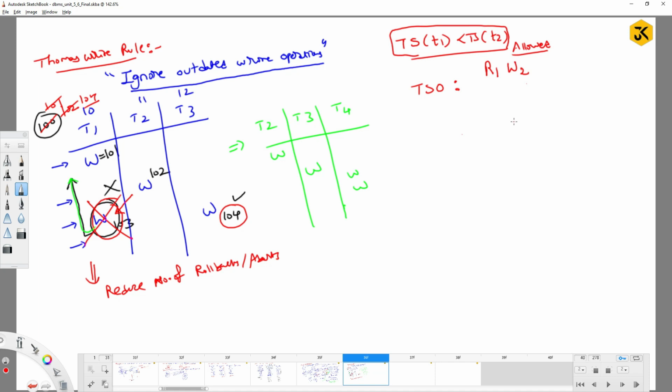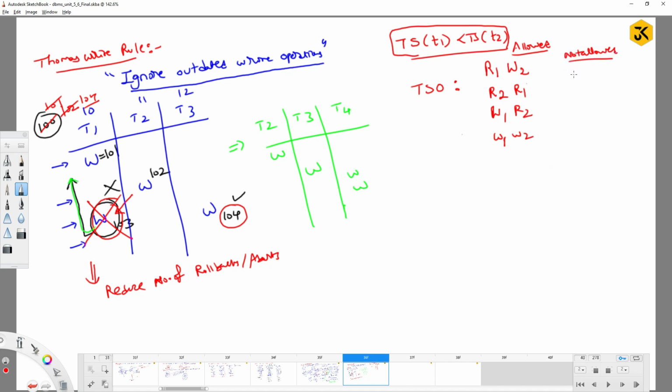Allowable, right? Read followed by write, there is no problem. If I say read 2 followed by read 1, it is not at all conflicting, so it can be allowable, right? What about write 1 followed by read 2? Allowed or not? Allowed. What about write 1 followed by write 2? Allowed. Good, right? Because they are going to be executed in the order of the transactions wherever the conflict is occurring, right? What might be the not allowed operations?